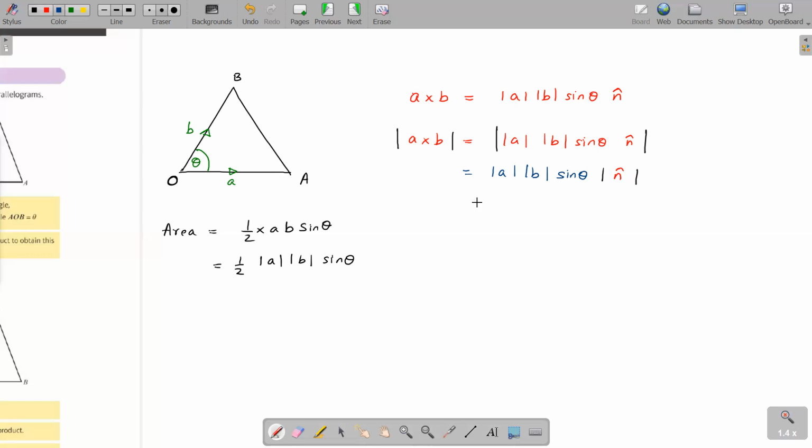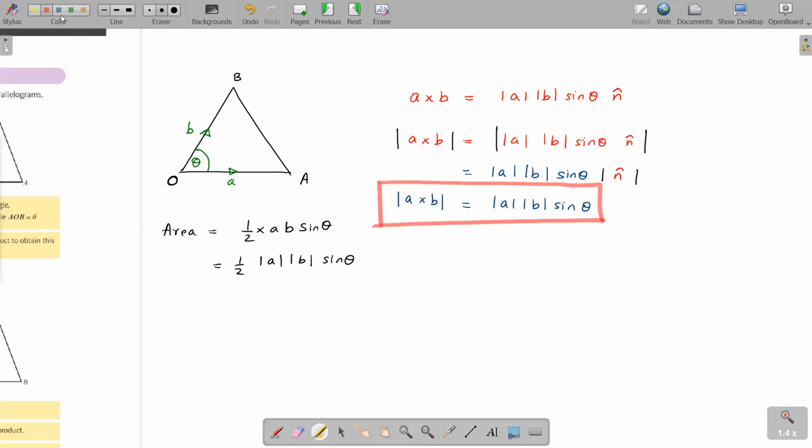Therefore, I get here modulus A, modulus B sine theta. In other words, what is it? It's the modulus of your A cross B vector. Do you understand? So do you see here that I have modulus A, modulus B sine theta? That means it can be replaced by the modulus of the cross product of A and B. So basically, modulus A, modulus B sine theta is the modulus of the A cross B vector.